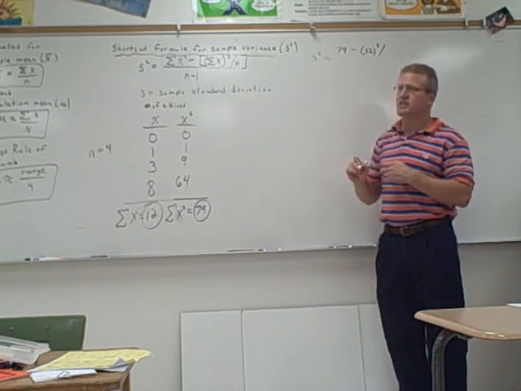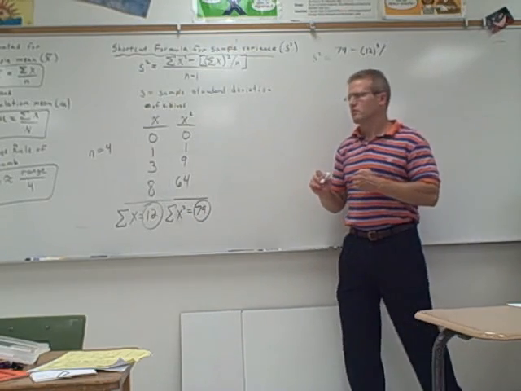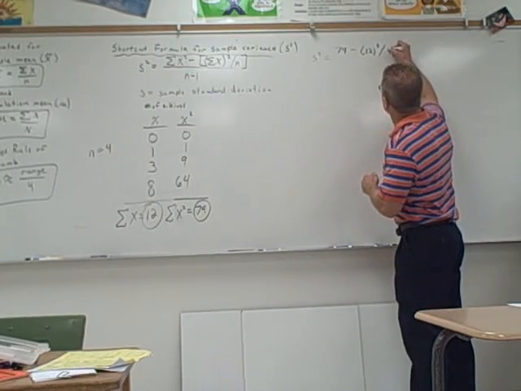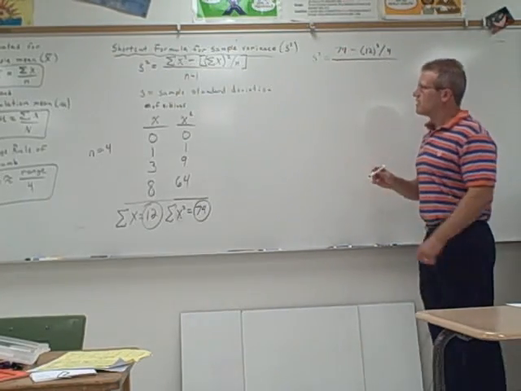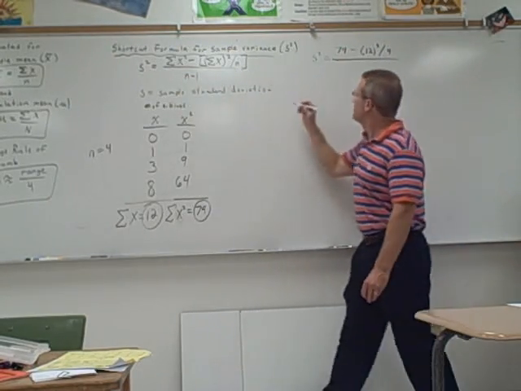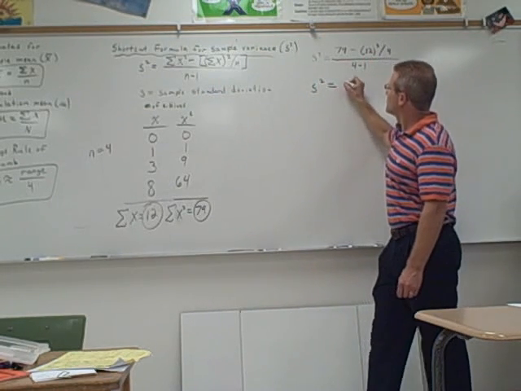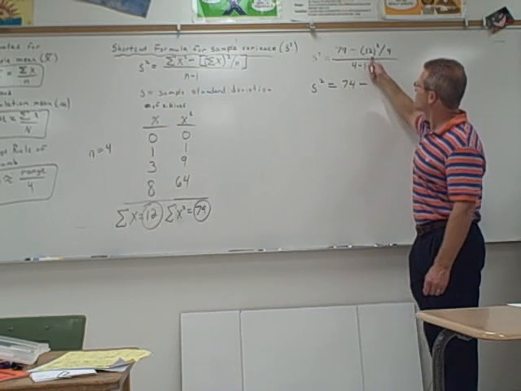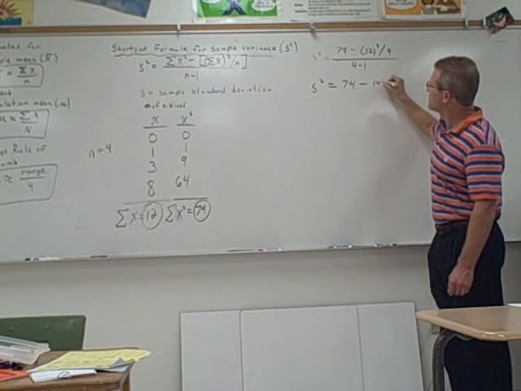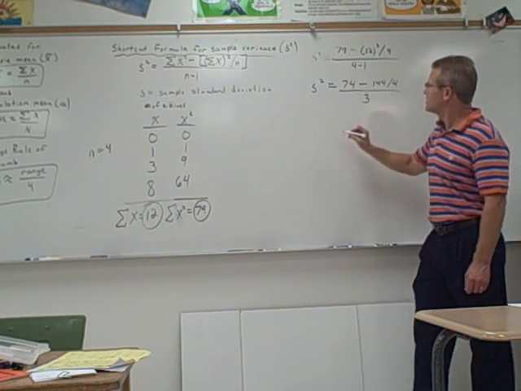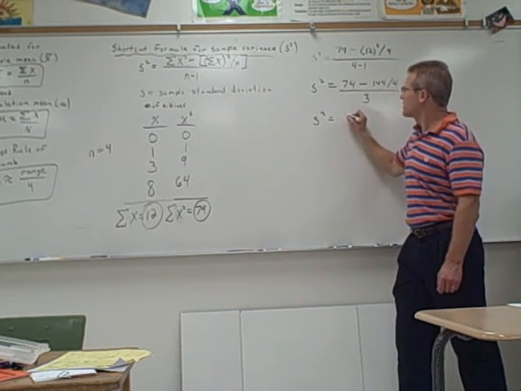Divided by n, what's n? N is 4, right? Right there, 4 people. On the bottom, you're going to divide by 4 minus 1. So you're going to get 74 minus 144 divided by 4, over 4 minus 1, which is 3. Use your calculator if you want.